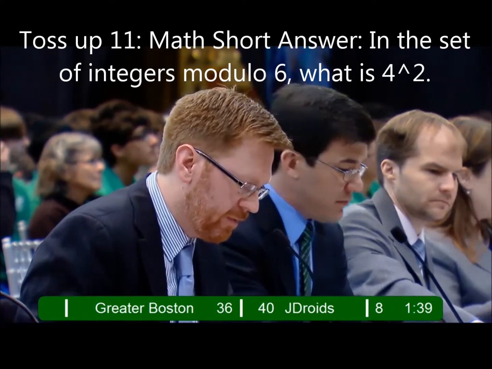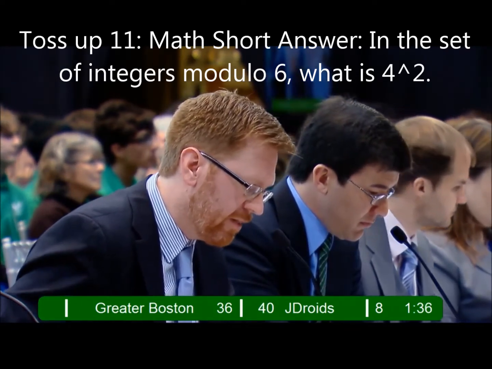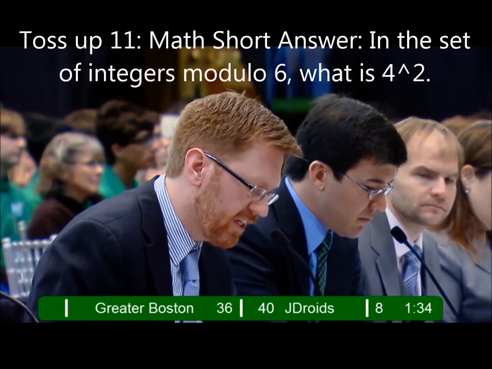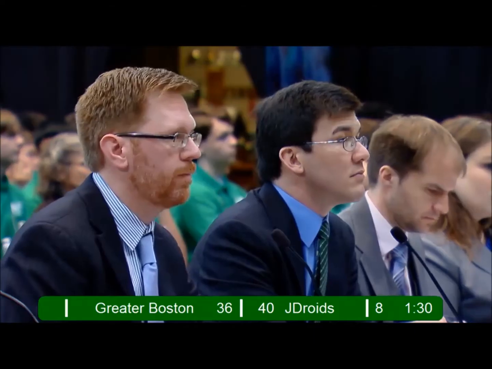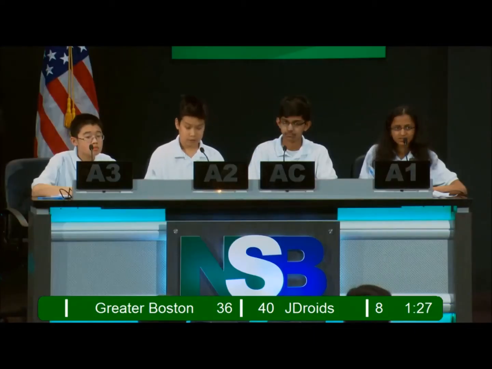Toss-up 11 for both teams. Math, short answer. In the set of integers modulo 6, what is 4 squared? For this question, you need to know modular arithmetic takes the remainder of its base. As an example, 6 modulo 6 is 0. Think about a clock. Your hours run in modulo 12. 13 hours modulo 12 is 1, which is why we denote 13 hours as 1 p.m. A2. 4. That is correct.